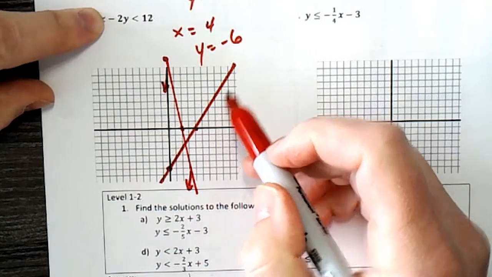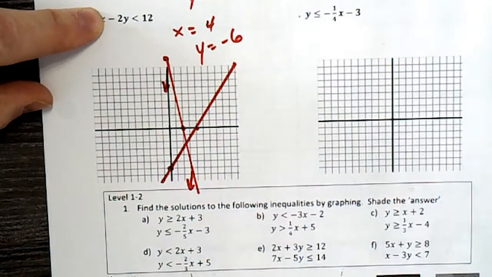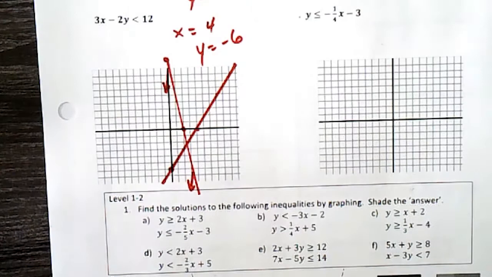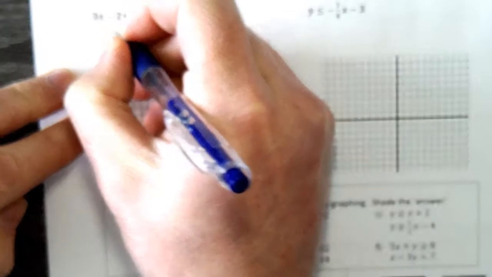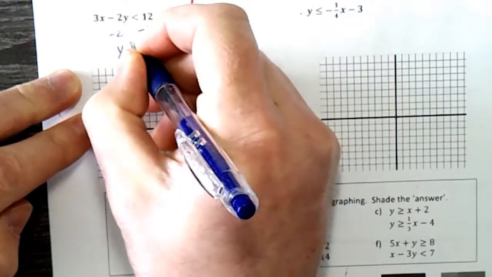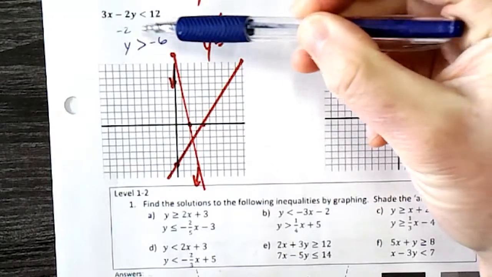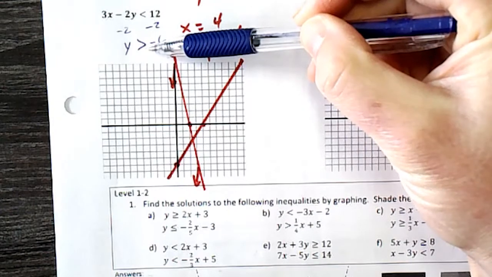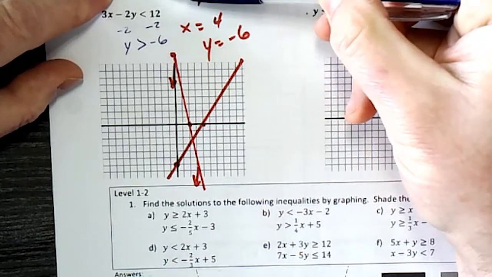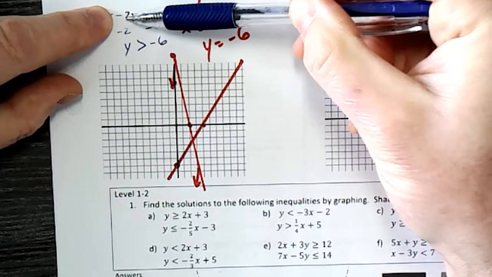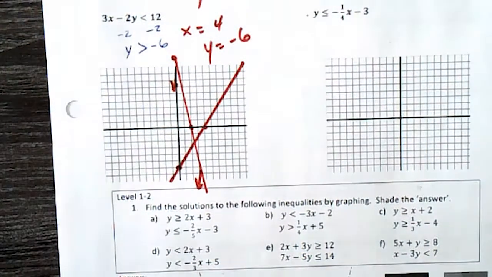Then I go to this one and I see -2y is less than 12. Now the problem with this one is it's got a -y. As we learned last lesson, if we divide by a negative, the sign flips direction. So I don't even care about the x. This one I just said y is less than. Because this one has a negative, I'm going to flip the sign because I'm dividing by the negative. That means I want y that's greater than -6.